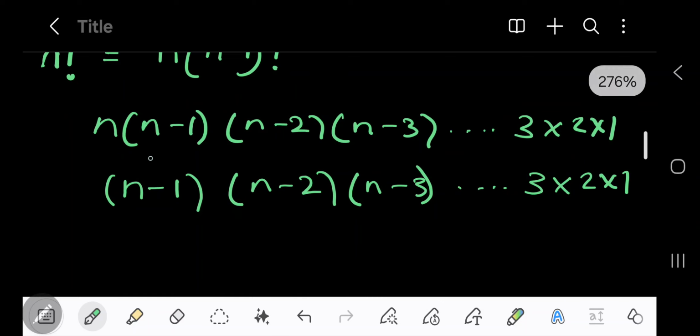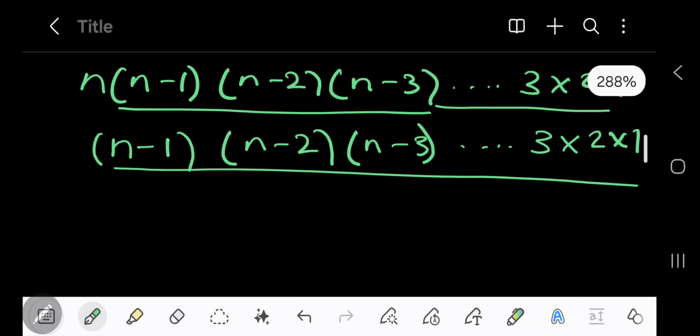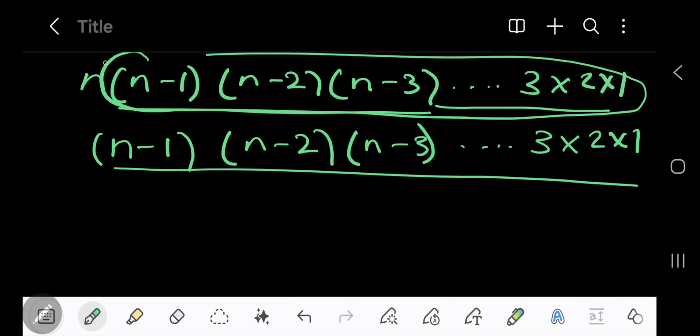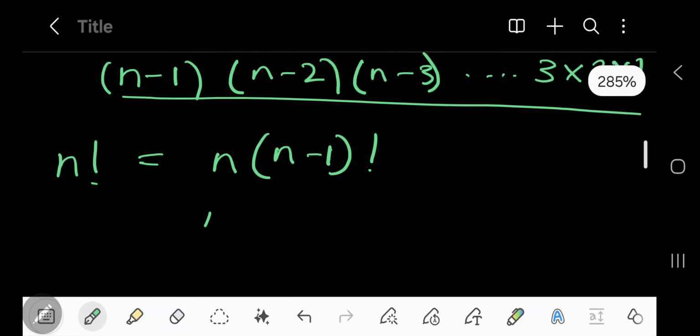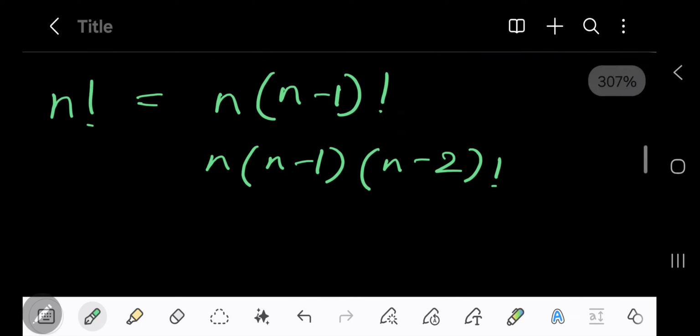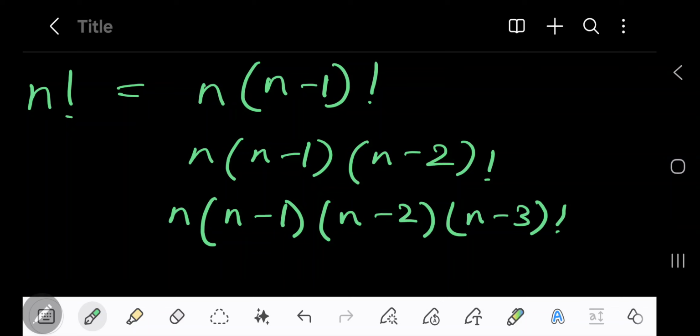So you can just tell that these are equal. So we can write n factorial as n times n minus 1 factorial. It could also be written as n times n minus 1 times n minus 2 factorial. It could also be written as n times n minus 1 times n minus 2 times n minus 3 factorial, and so on.